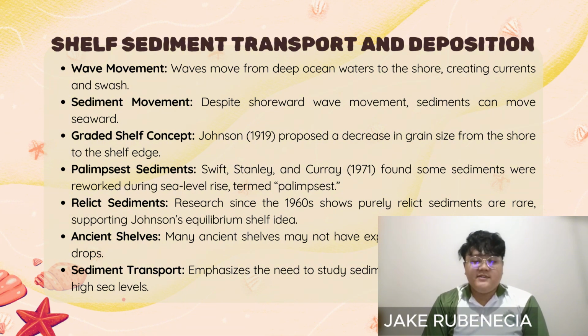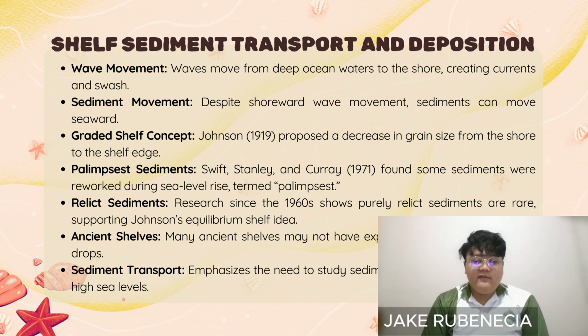Then, we have sediment movement. Despite shoreward wave movements, sediments can move seaward. Next, the graded shelf concept. Johnson in 1919 proposed a decrease in grain size from the shore to the shelf edge. Next, the palimpsest sediments. Swift, Stanley, and Curray in 1971 found some sediments were reworked during sea level rise, termed palimpsest.